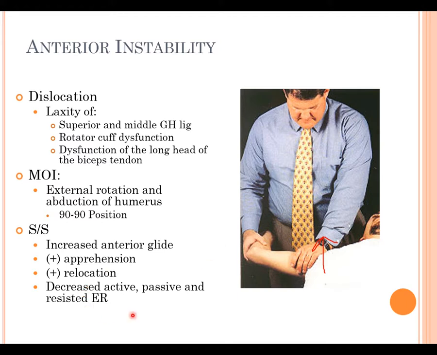We also see in these people, they tend to have decreased active, passive, and resistive external rotation. So external rotation is the at-risk position for them, and they kind of want to avoid it. So overall, we really don't see all that much in the physical exam, except for some of these special tests and whatnot, because they're not really complaining of all that much. But as soon as they do activity and dynamic movements, then they're going to have a lot of pain.